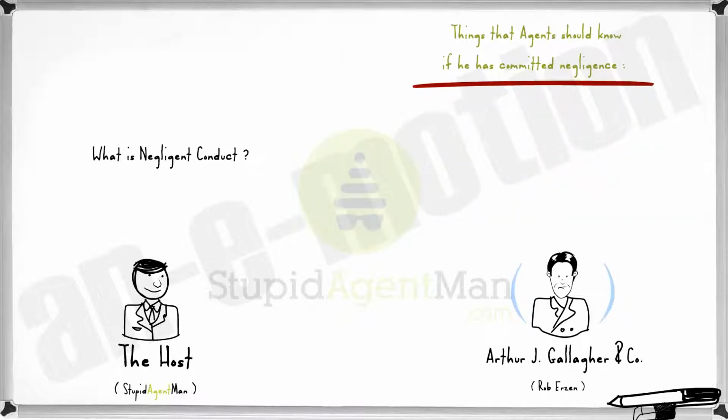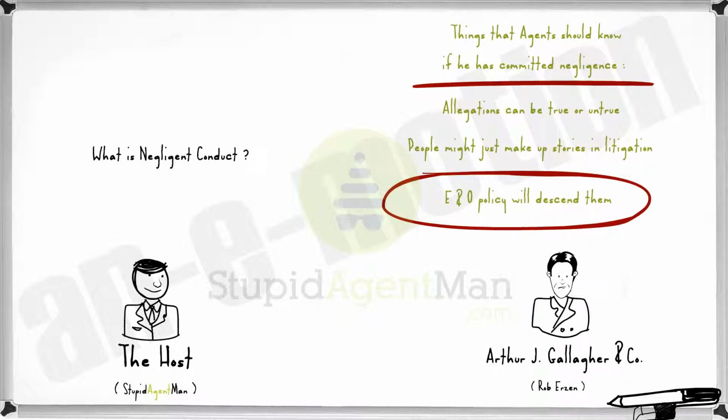And one thing that agents really should know is that the policies, by and large, are duty to defend policies. So whether these allegations that the agent committed negligence are true or untrue, it doesn't matter for the policy to defend the agent. People can make up a lot of things in litigation, but agents should feel comforted that even if things are being made up, frivolous, untrue, the E&O policies by and large will still defend them.